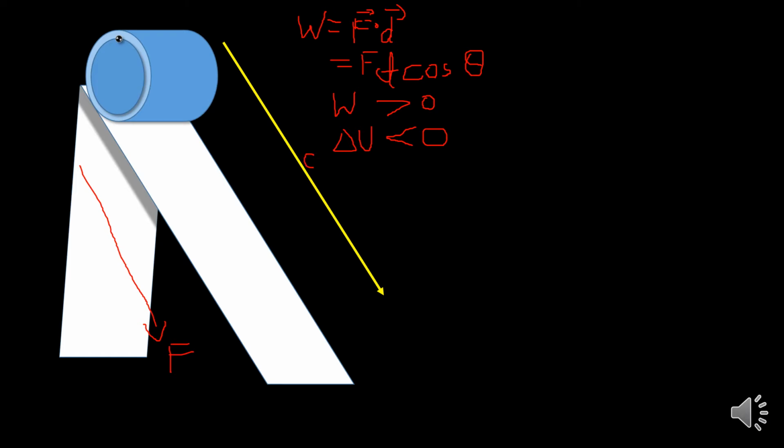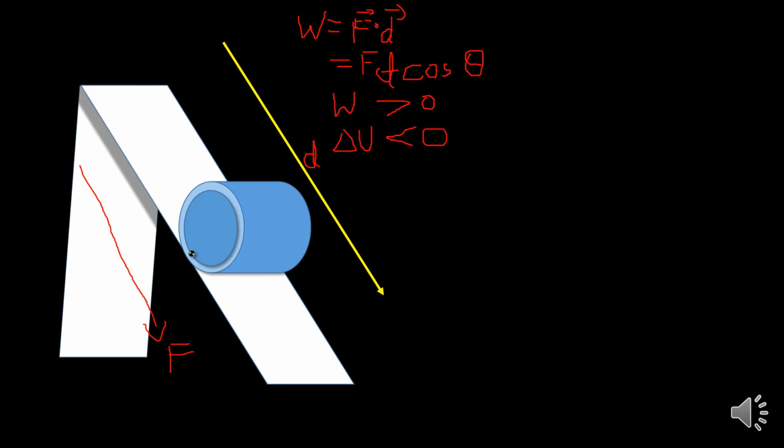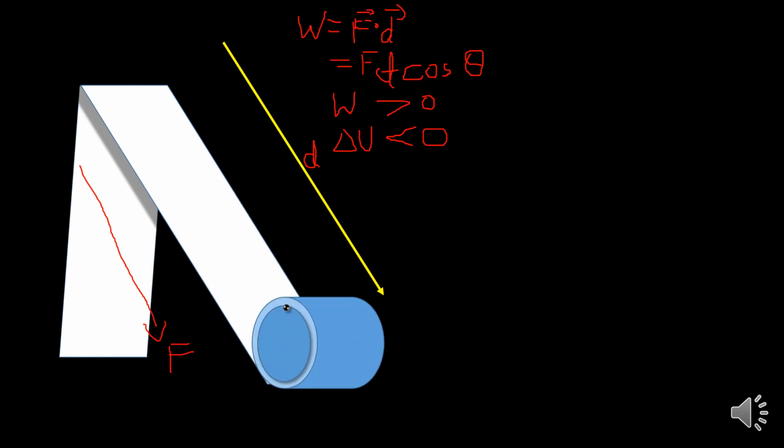So what can we say about work? As the cylinder rolls down, it is following this rule: W is equal to F dot D, and F dot D is positive because force and displacement both are in the same direction. And so if work done is positive, potential energy will be decreasing. And we know that as compared to top, potential energy of cylinder here is less. Why? Because work done is positive, potential energy has decreased.